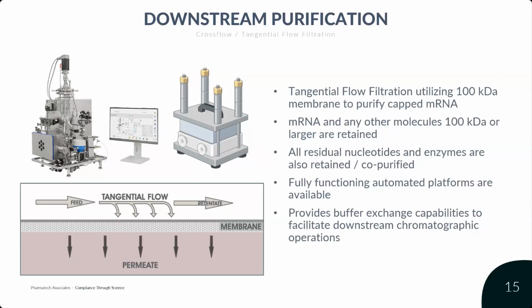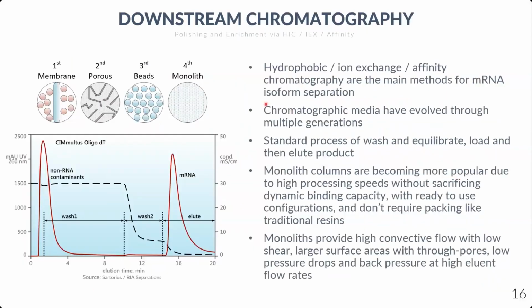So let's get into some downstream chromatography. One thing I want to draw your attention to is that chromatographic materials have changed a lot over the years, from first generation membrane materials to more porous materials to ultimately bead supports. And we're on this fourth generation here of monolithic, almost sponge-like material that combines all three of these previous generations' modalities.